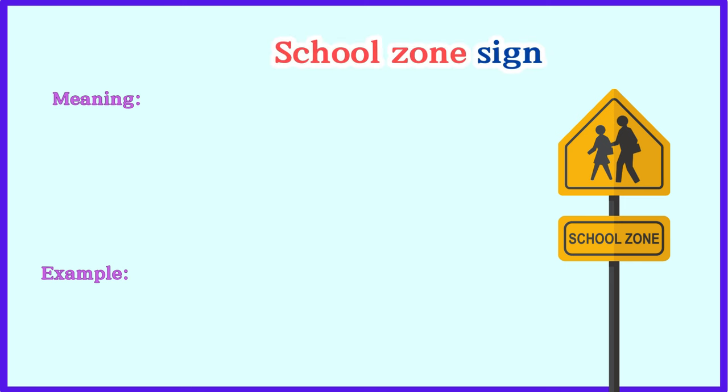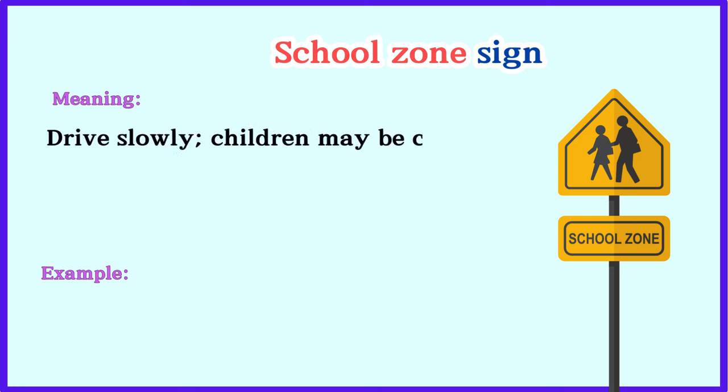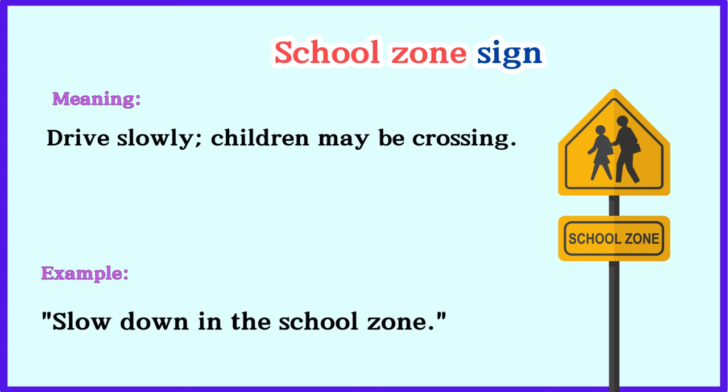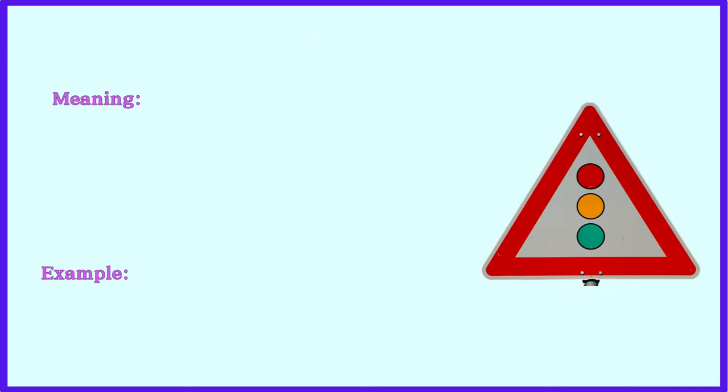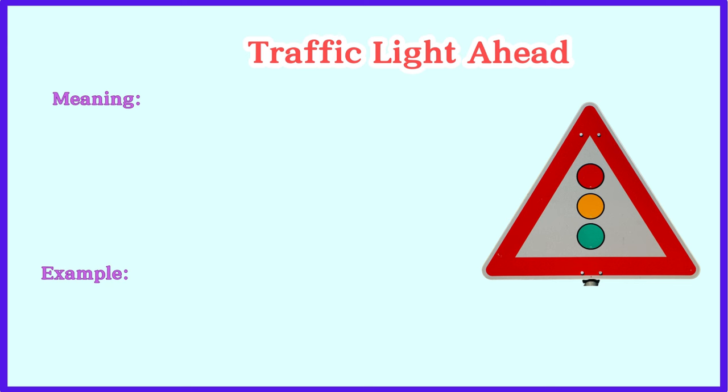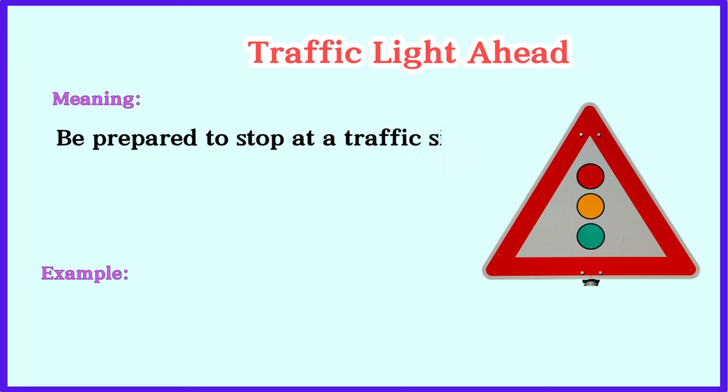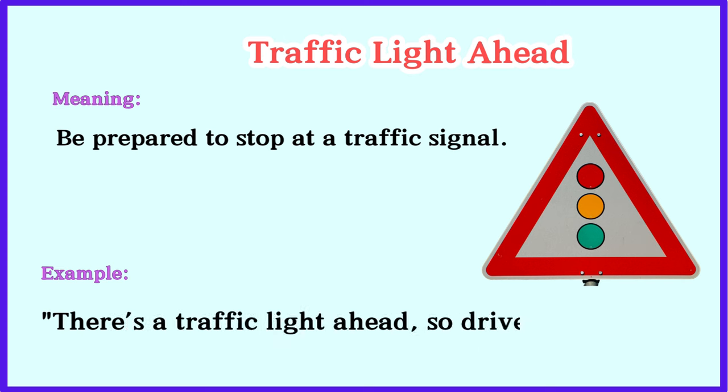School zone sign. Meaning, drive slowly, children may be crossing. Example, slow down in the school zone. Traffic light ahead. Meaning, be prepared to stop at a traffic signal. Example, there's a traffic light ahead, so drive carefully.